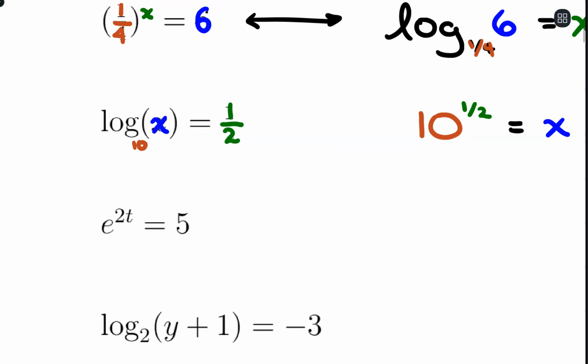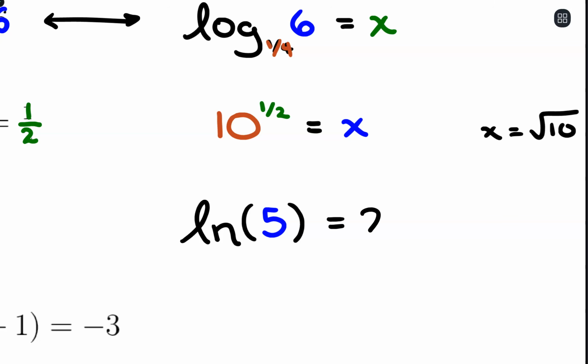All right, e to the 2t equals 5. So we have base of e, exponent of 2t, and then equals a value of 5. So we're going to switch this to a logarithm. So this would be a logarithm with base e, which is our natural log. So I'm going to write this as ln. And then we're taking the natural log of that value of 5, and then equals 2t, that exponent.